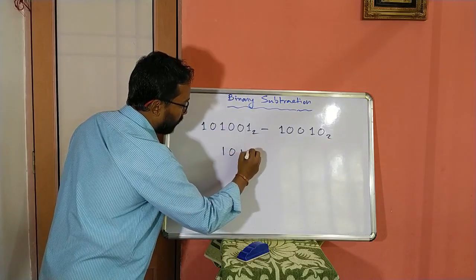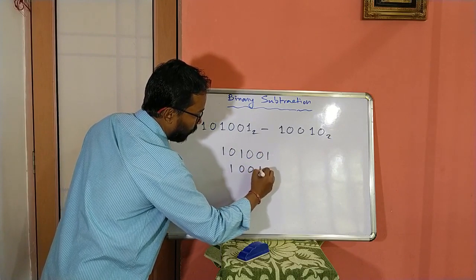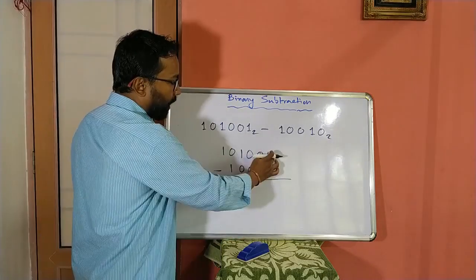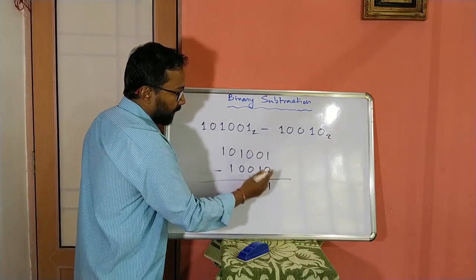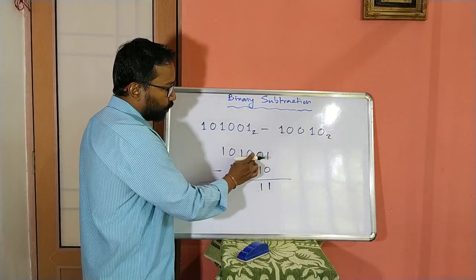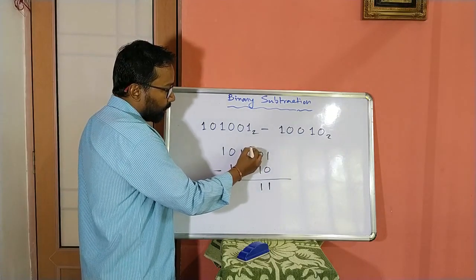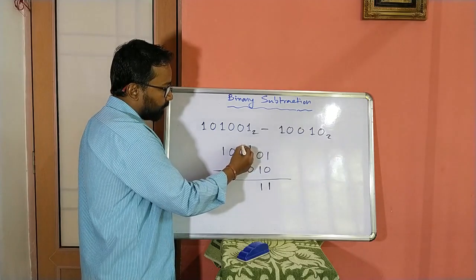1 0 1 0 0 1 minus 1 0 0 1 0. 1 minus 0 is 1, 0 minus 1 is 1, but for that 0 minus 1, in this number before 0 up to this 1, all bits will be replaced by opposite bits. So this 0 will be replaced by 1 and this 1 will be replaced by 0.